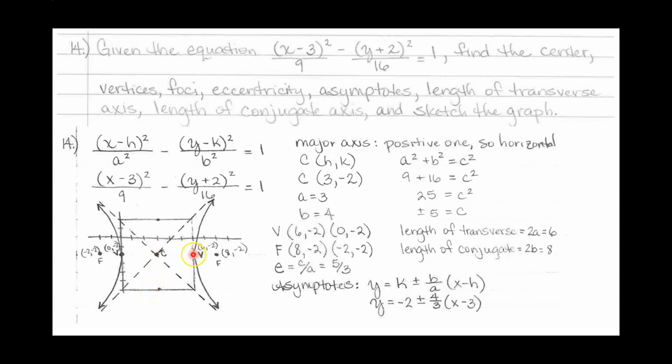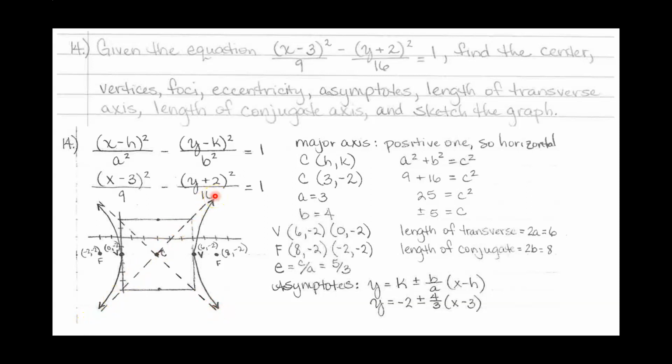So I'm going to take my two vertices, the endpoints of my major axis, and the endpoints of my minor axis. I'm going to use those 4 points to make a rectangle. So just like with an ellipse, we make an oval. With a hyperbola, we make a rectangle, right? The diagonals of that rectangle are our asymptotes.